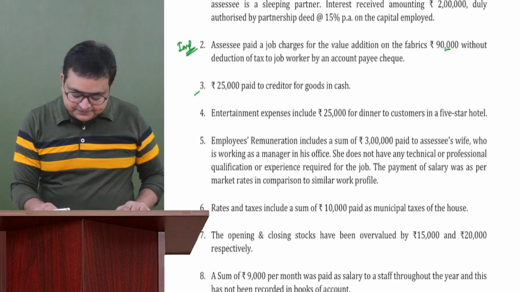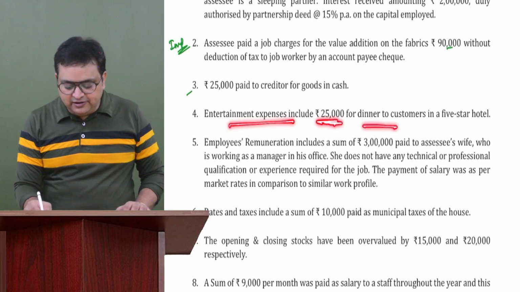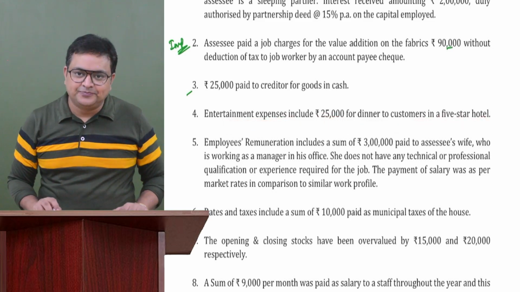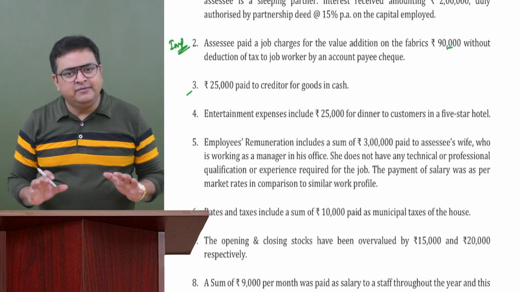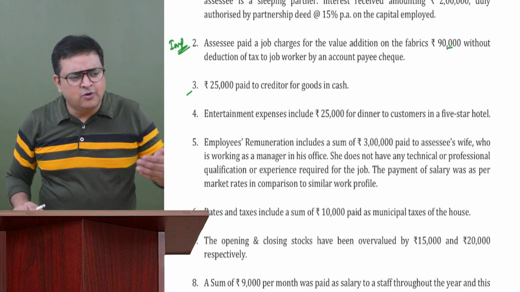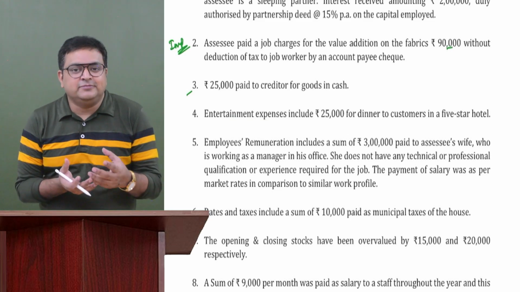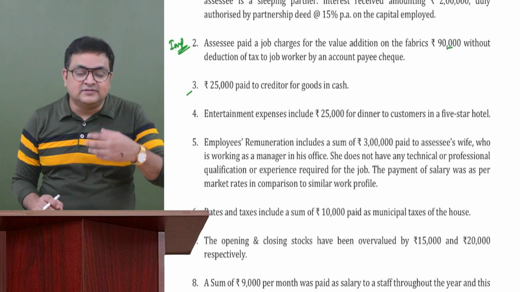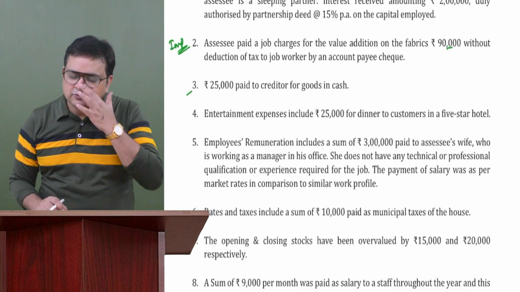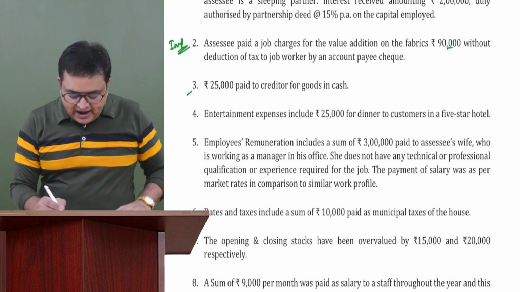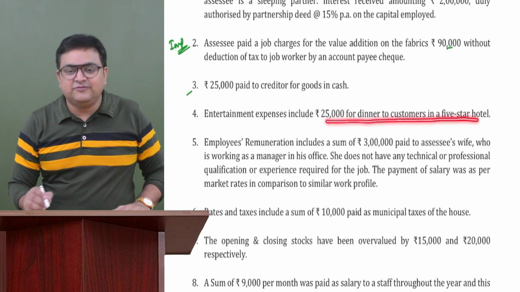Fourth one is entertainment expenses include 25,000 for dinner to customers in a 5-star hotel. See, entertainment expense. First of all, tell me, generally, are entertainment expenses allowed? The answer is yes. It's a normal business expense. So in business, a businessman has to spend something on staff welfare, on outing, team outing, dinner, lunch, etc. So it is a business expense, right? And second thing is, it is mentioned that 25,000 is for the dinner to customers in a five-star hotel.